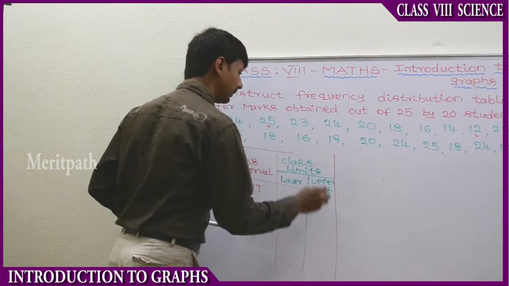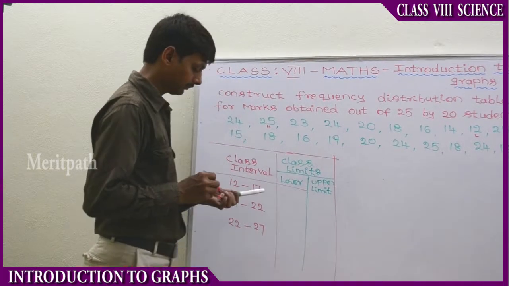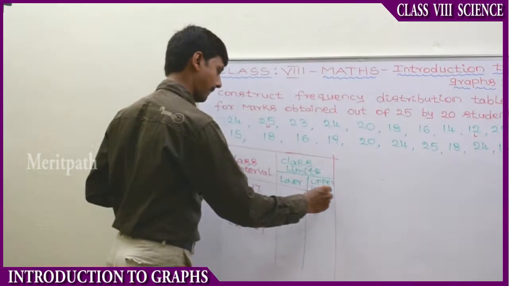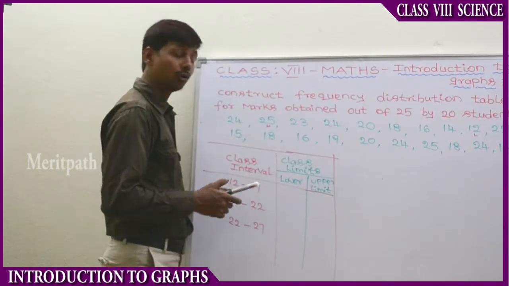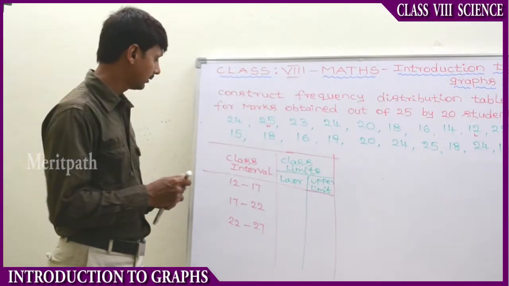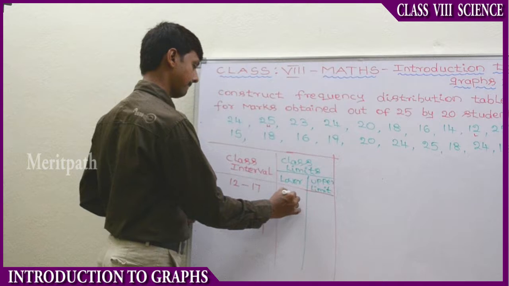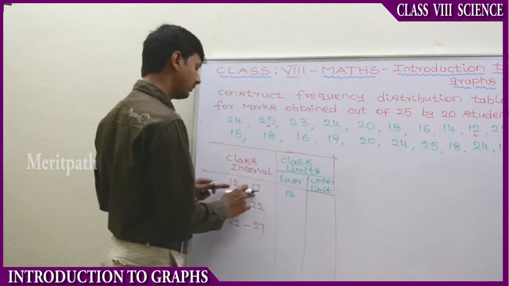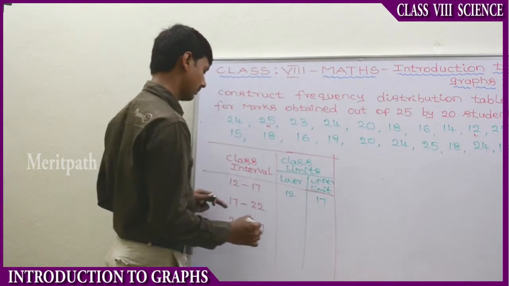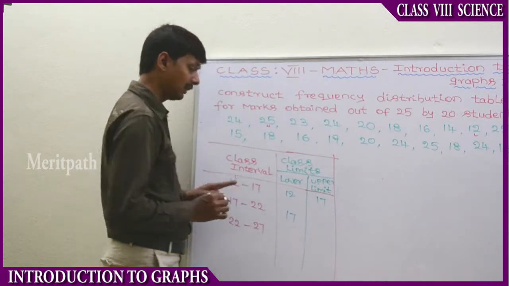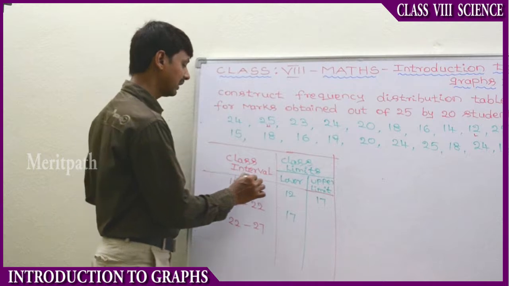Lower limit and upper limit. Observe here. So what is the lower limit in this? It is 12. And the upper limit we call 17. Here 17 is the upper limit, and the first one we call the lower limit.